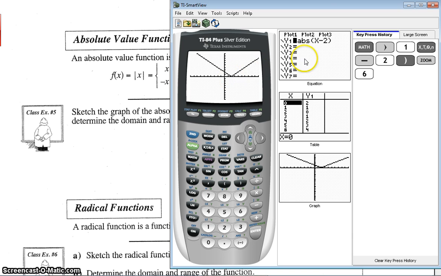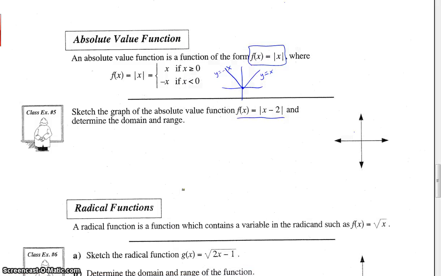But it is at x equals 2, and you can kind of see that in the graph here, or in the equation of the graph. But let's go back to our page, and we're going to copy that graph down and then find the domain and range. Okay, so our graph looks something like that.